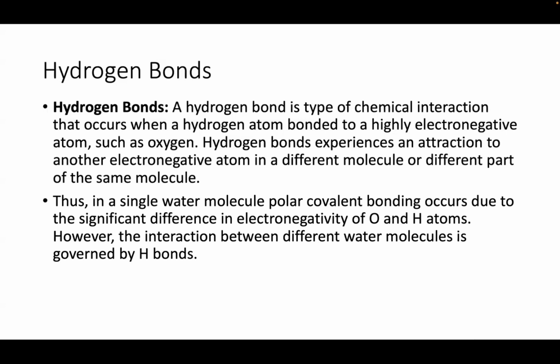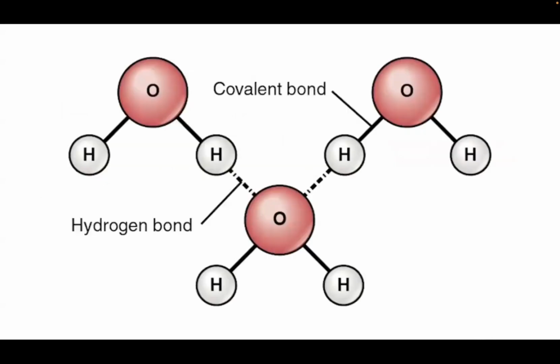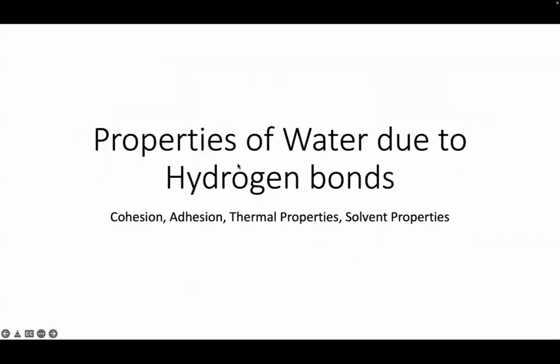However, the interaction between different water molecules is governed by hydrogen bonds. So this is important. In a single water molecule, the interaction between oxygen and hydrogen is a polar covalent bonding. However, between different water molecules, hydrogen bonding occurs. So as you can see, within a water molecule, there are covalent bonds between slightly negative oxygen and slightly positive hydrogen. However, there is also a bonding called hydrogen bond between different water molecules, as you can see here.